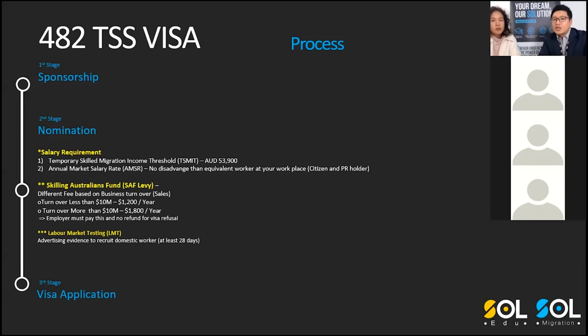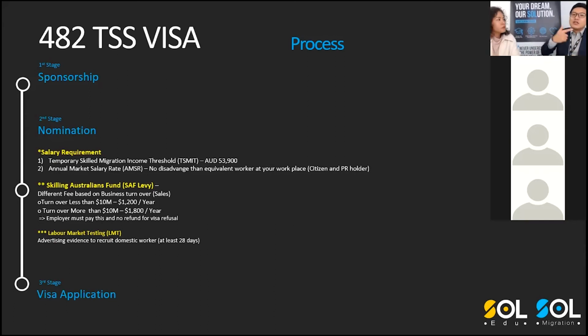So it's very important. You have to explain about the salary requirement, you have to explain about the SAF levy requirement, and you have to explain about the labor market testing requirement to your employer. And then if your employer is happy about it and still gives you sponsorship, then it's time to process.